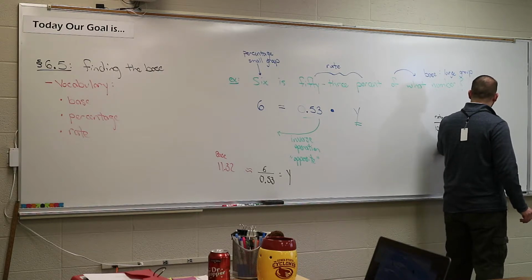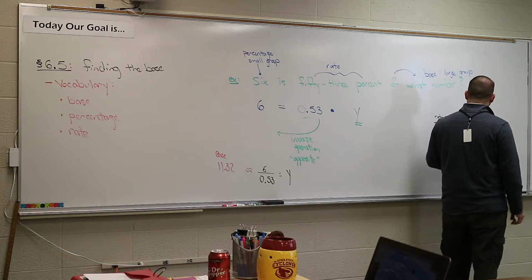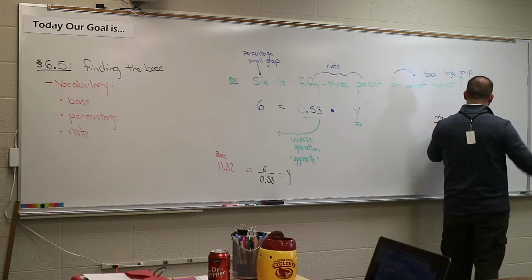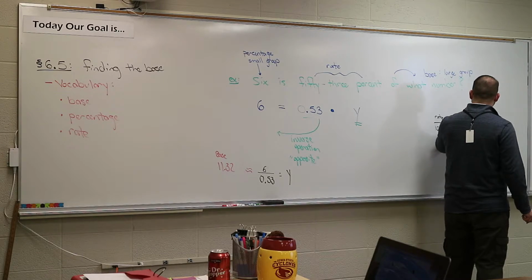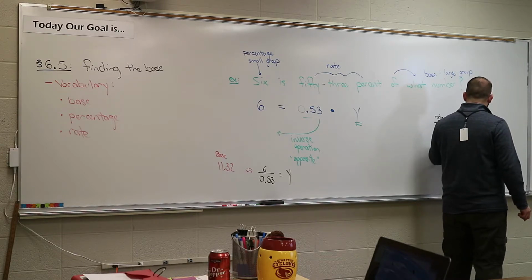Can I just put like the actual percentage? Not quite. Actually, write the word percentage, or write small group. Maybe that's a better word to put, small group. Yeah, just put the percentage. And on the bottom, you need to put base, which is the large group. Base.